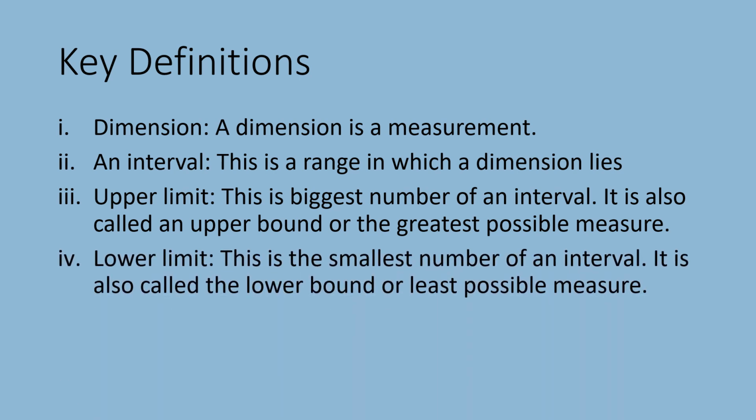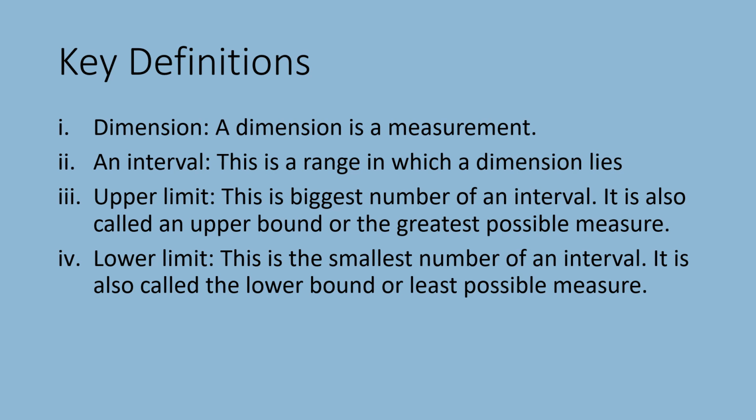Lower bound or lower limit. This is the smallest number of an interval. It is also called the least possible measure. What is important for you to note is that we can use words like the greatest possible measure, the upper limit, or the upper bound to mean the biggest number of the interval. So this you need to take note of.